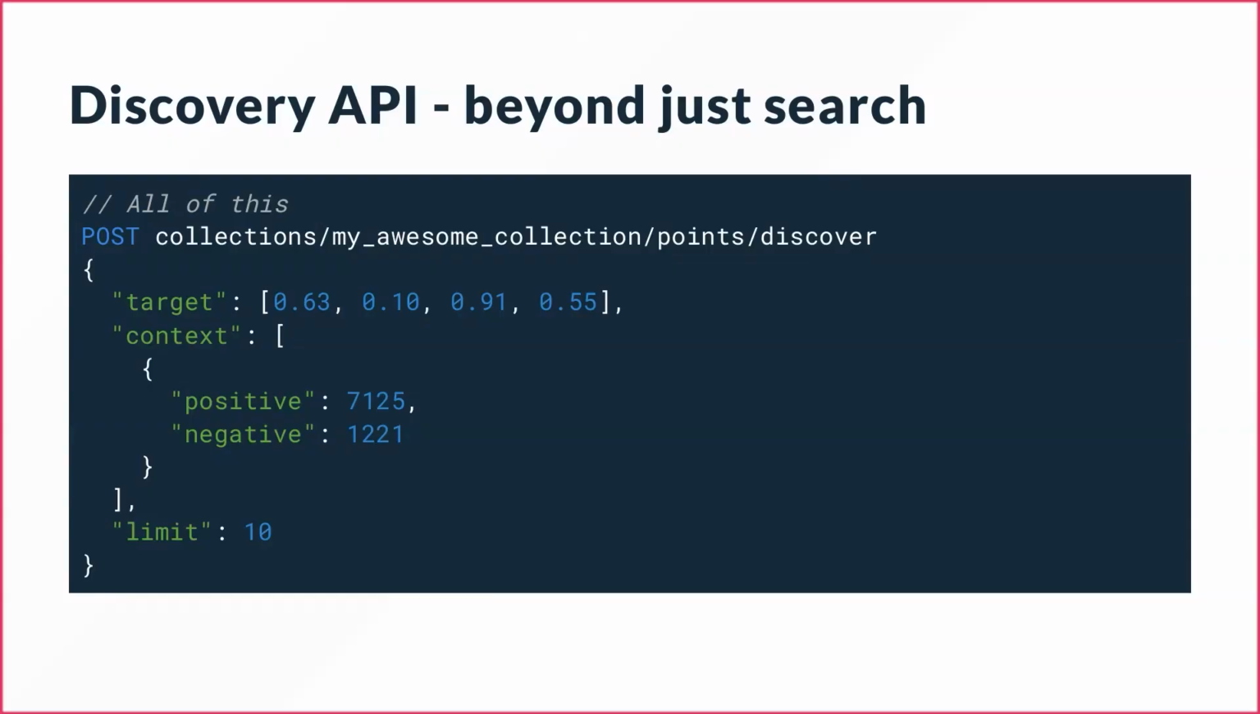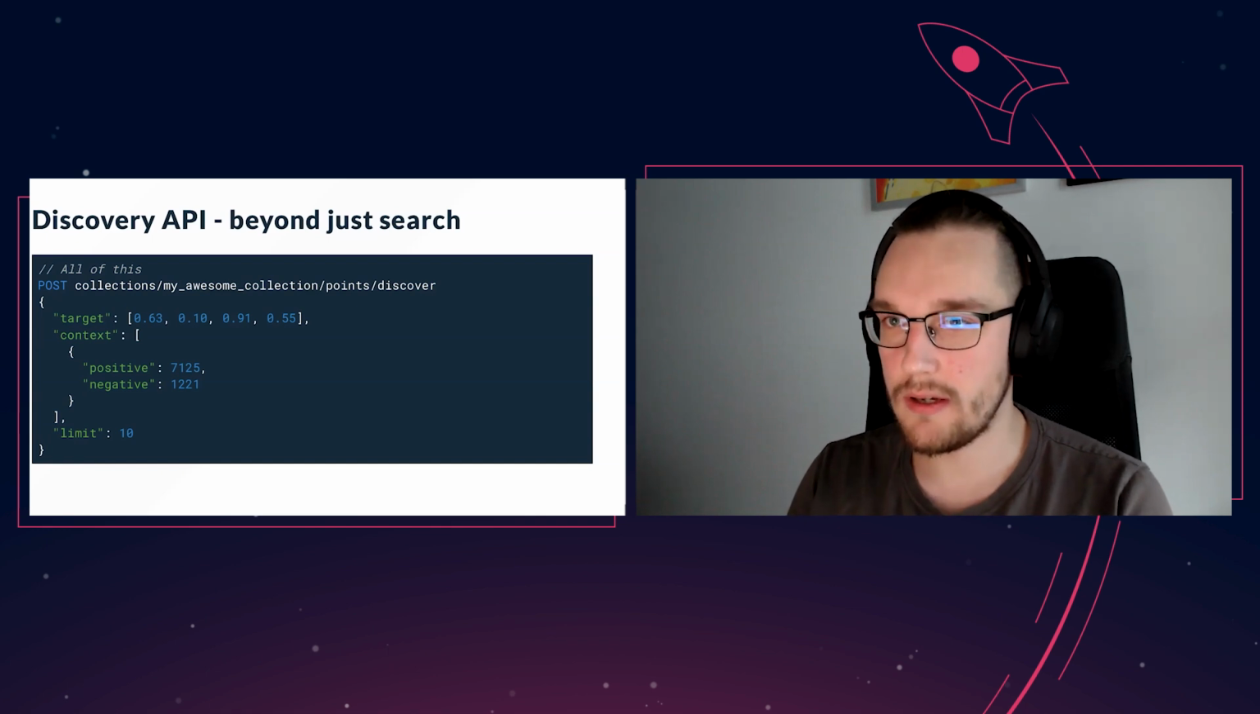So here on my slide, it's a typical example, the simplest discovery query. From some point of view, it's similar to search because it has this target vector, but it also has a second part, which doesn't exist in regular search, which is a context. Context consists of an object which has a positive and negative part. And those numbers are just a reference to some existing record in a database. It can as well be separate vectors, but just for example purposes, I put IDs there.